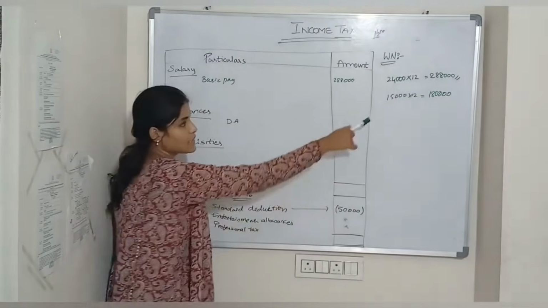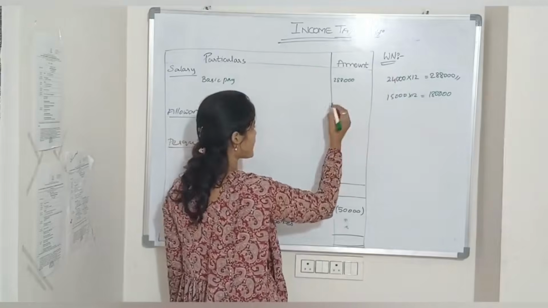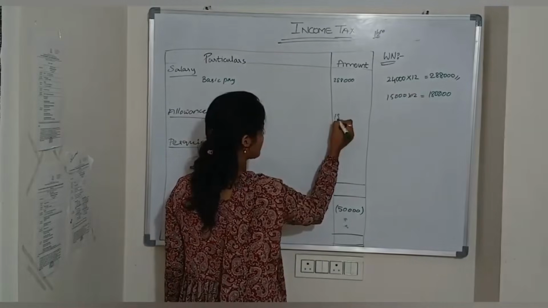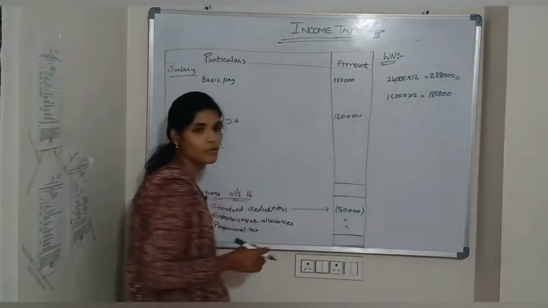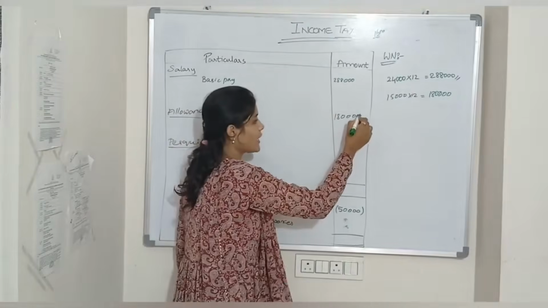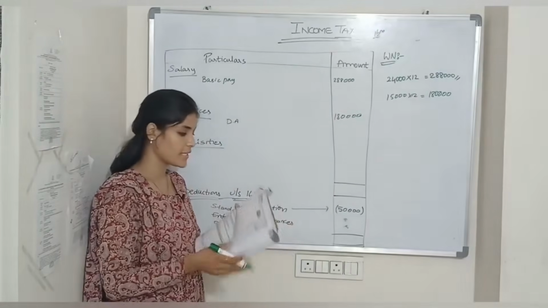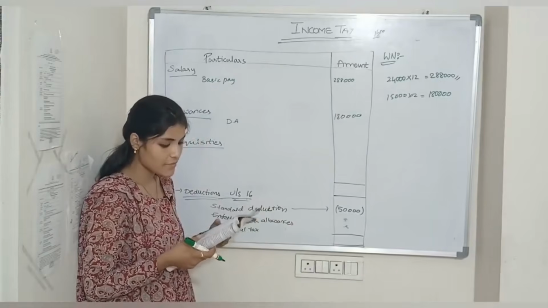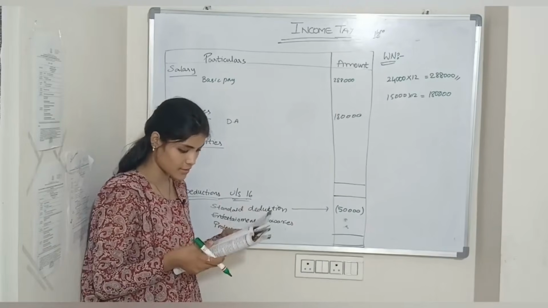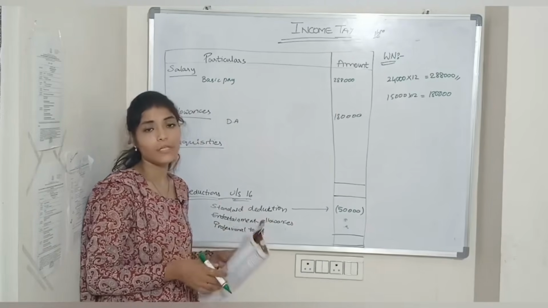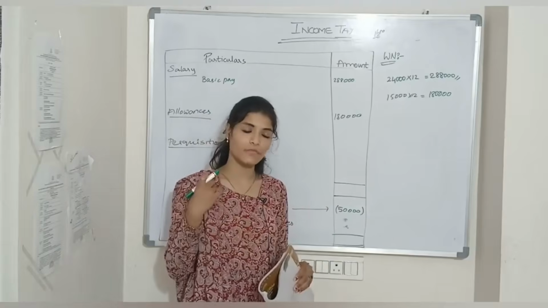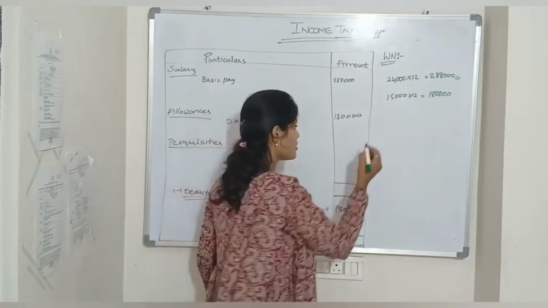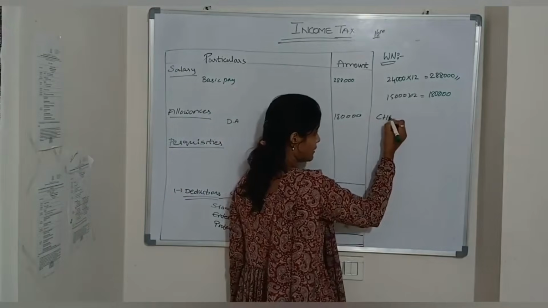Okay, so per month 15,000, for 12 months how much will it be? 1,80,000. That you need to write here. You need to segregate what comes where, which item comes under which heading, that segregation we have to do. Okay, next you are having children hostel allowance. Allowance you are saying, no, in the proforma explanation video I have already said children hostel allowance.